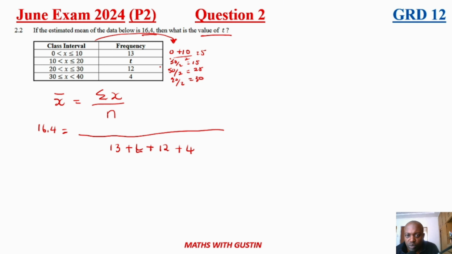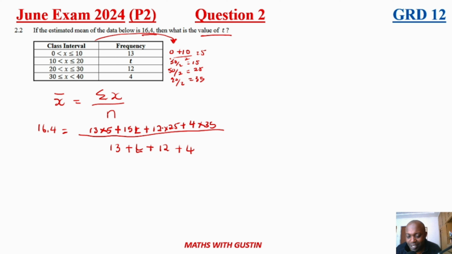So in this case you are going to say 13 times 5. That's the first number, when you are looking for the mean here, guys. Plus 15 times t, plus 12 times 25, plus 4 times 35. All right, not 30 but 35 rather. I wrote 30 there, which is wrong. 70 divided by 2 equals 35. Thank you very much for the correction there.